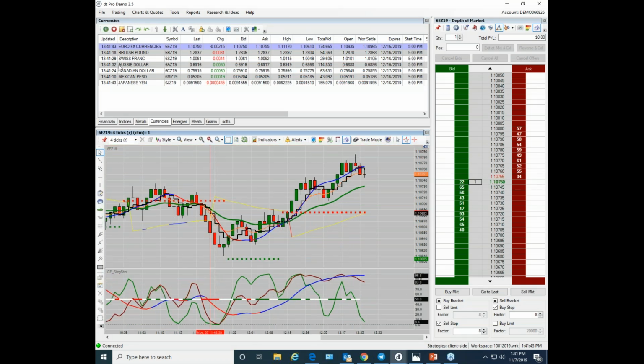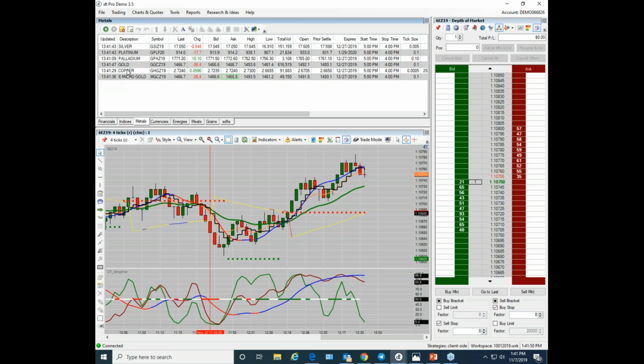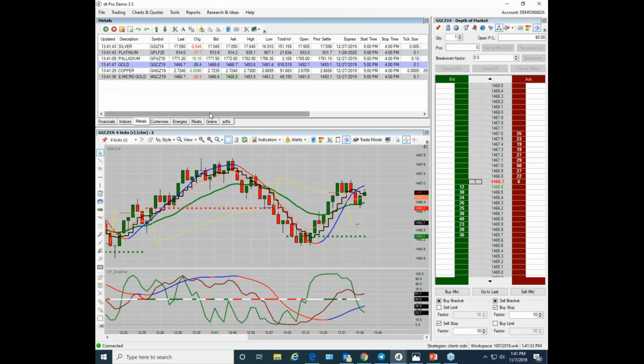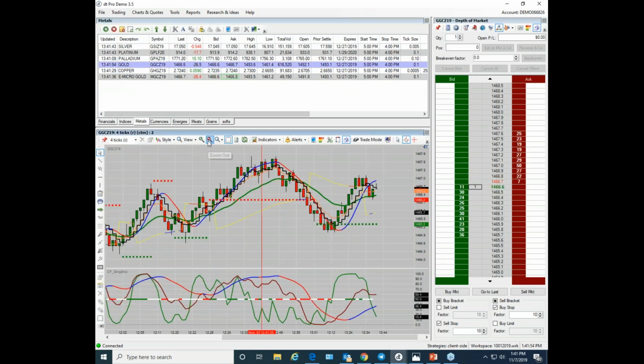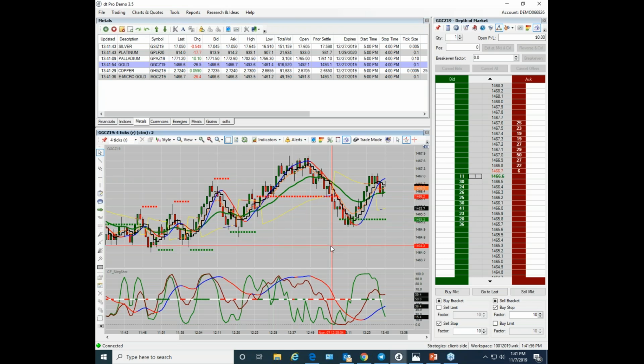All right, let's see if we can find something easy and obvious here. Let's go to the gold market. Gold's getting beat up pretty hard here today. Zoom out, zoom out, zoom out. For me, old support here. I'm thinking sideways, not easy and obvious. A little sideways action there, so nothing I'm really excited about.